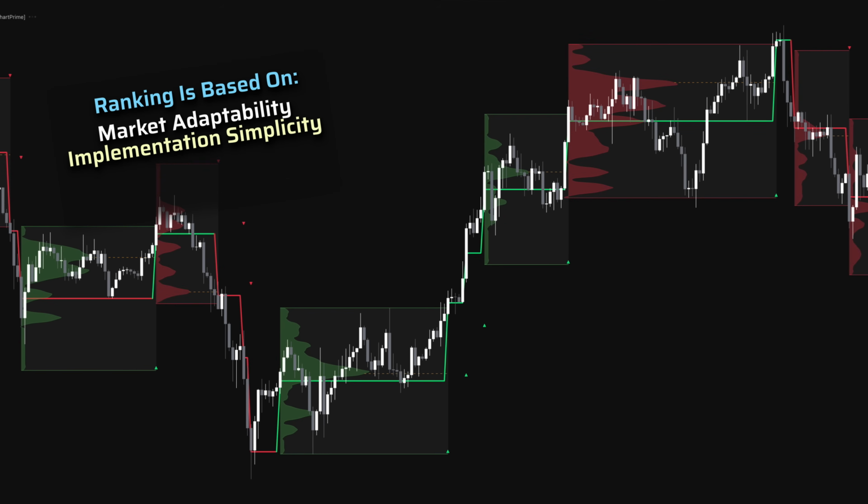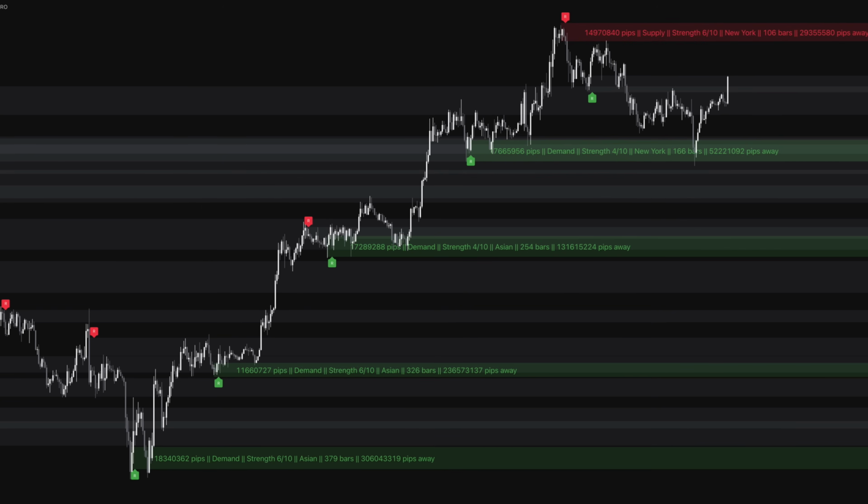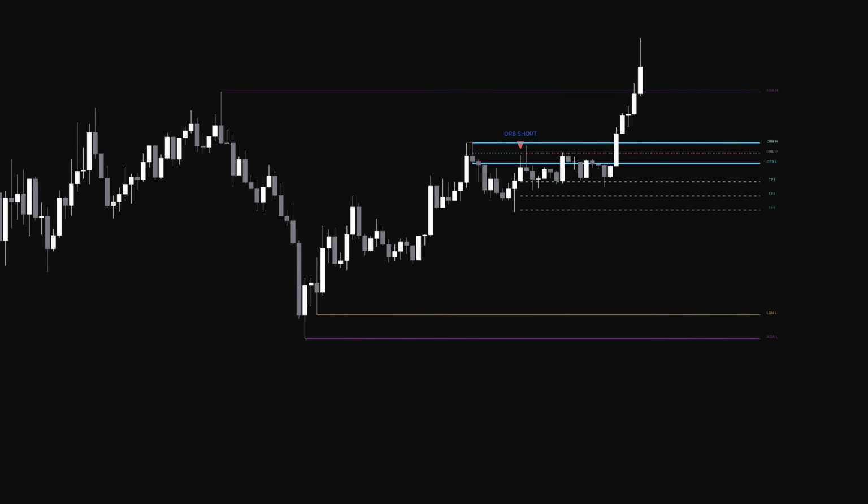7 popular TradingView indicators analyzed and scored, arranged from bottom to top performers. You'll see what makes each one tick and whether they deserve a spot on your setup.